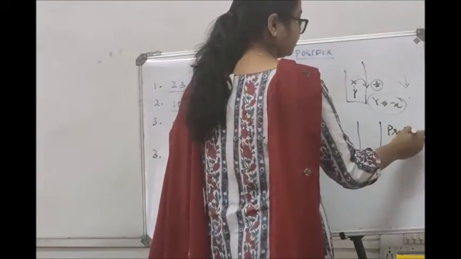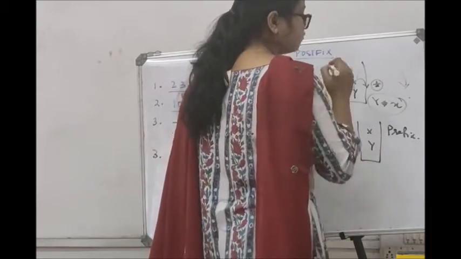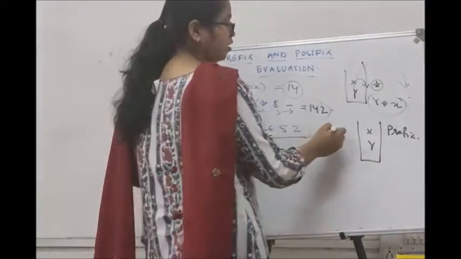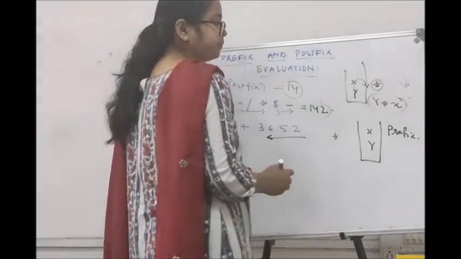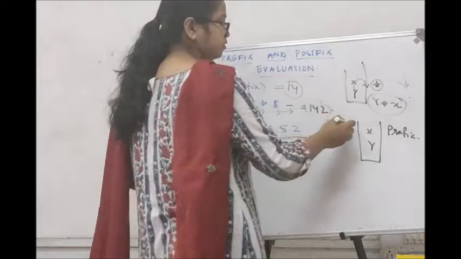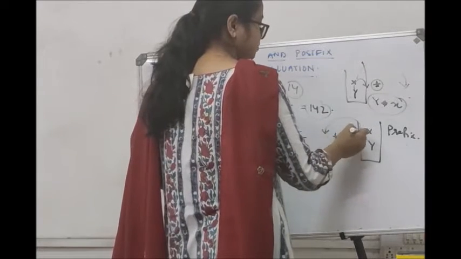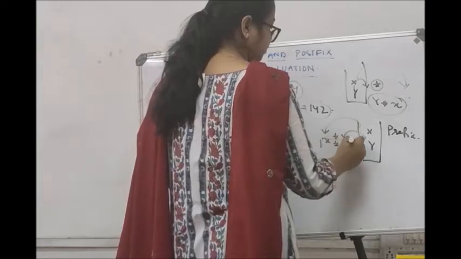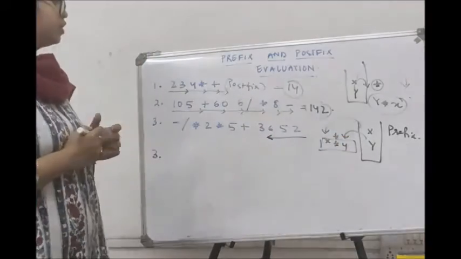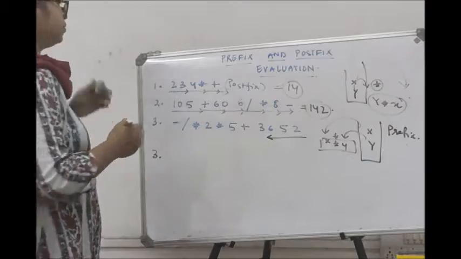What happens in prefix is, if it is x, y, and whenever you come across an operator, place the operator on the left side of the stack. Suppose star. Then how is the evaluation done? x comes here, y comes here. Okay, x star y. This is how the evaluation is done. Okay, got it? So we will follow the same procedure.